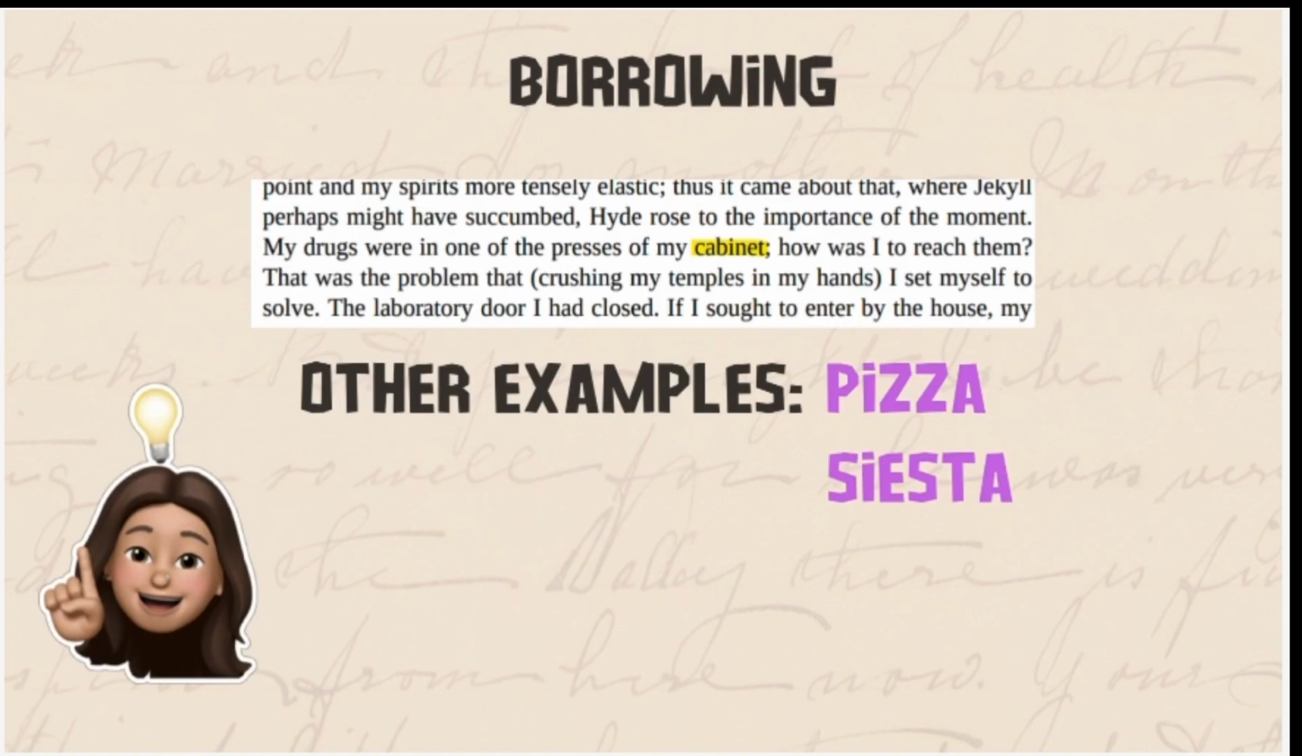Then we have borrowing. Borrowing is like sharing words. When people from different cultures interact, they sometimes take a useful or cool word from another language and start using it in their own. In the book, we have the word cabinet, which refers to a small private room connected to Dr. Jekyll's lab. This word was borrowed into English from French, where it meant a small room.